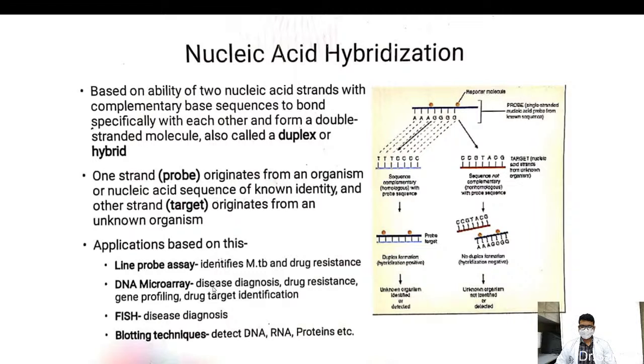DNA microarray is used for disease diagnosis and drug resistance, gene profiling, drug target identification. These are all the applications of nucleic acid hybridization. Then FISH, fluorescent in situ hybridization, is also for diagnosis of different diseases, and blotting techniques like detection of DNA, RNA, and proteins, etc. So this is nucleic acid hybridization. So these are the basic molecular techniques that are used in our laboratory, and these are all instruments that are used for the purpose. Thank you.